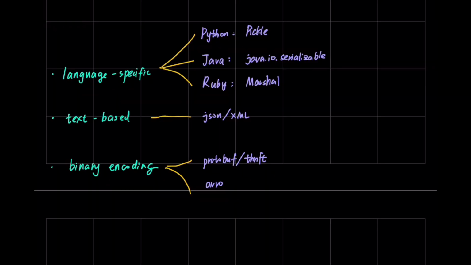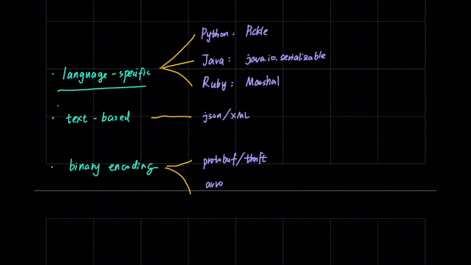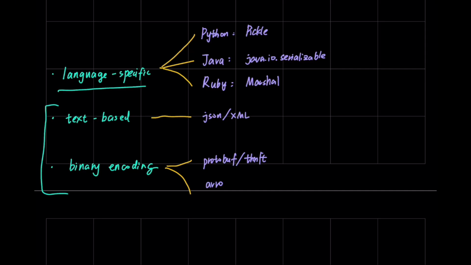Now let's talk about the 3 encoding formats. Essentially, we have these 3. We have language-specific encoding formats, which basically means that some languages have their own encoding format. For example, Python has Pickle, Java has Serializable, and Ruby has Marshal. There are pros and cons: you can't do cross-language communication with these language-specific ones. Also note that with language-specific encoding formats, you don't enforce an explicit schema, whereas for text-based and binary encoding formats, you do enforce schemas explicitly.